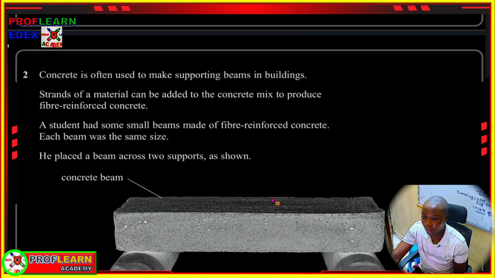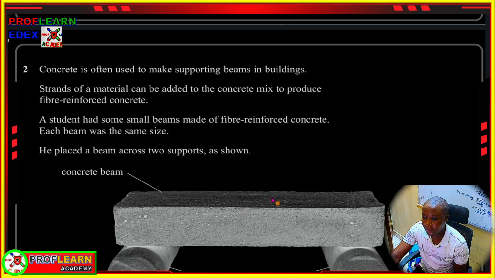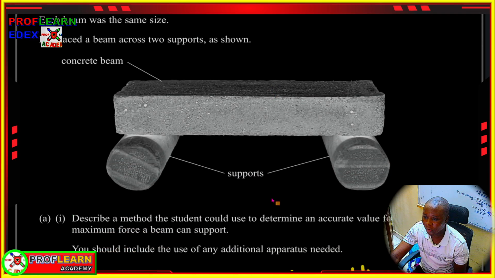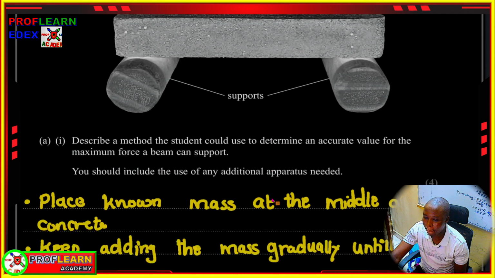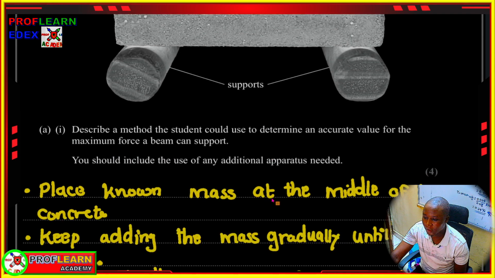Looking at question 2, we are told that concrete is often used to make supporting beams in buildings. Strands of materials can be added to the concrete mix to produce fiber reinforced concrete. A student had some small beams made of fiber reinforced concrete. Each beam was the same size. He placed the beam across 2 supports as shown there. Describe the method the student could use to determine an accurate value of the maximum force a beam can support.